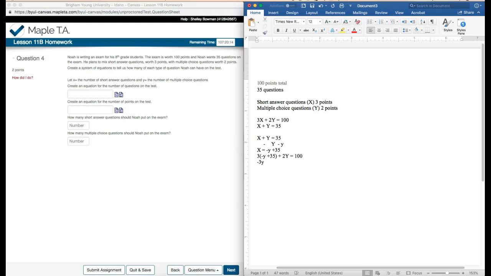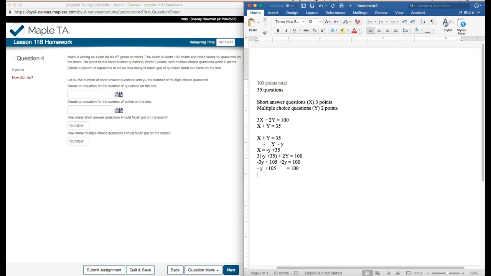So add 105, and then plus 2y, haven't done anything there. Also haven't done anything to the 100. Okay, so on the left hand side I'm going to combine all like terms. Negative 3y plus 2y leaves me with negative 1y, or just negative y. And then I haven't done anything to the 105 yet, and I haven't done anything to the 100 yet.